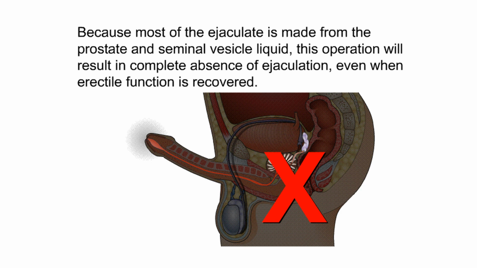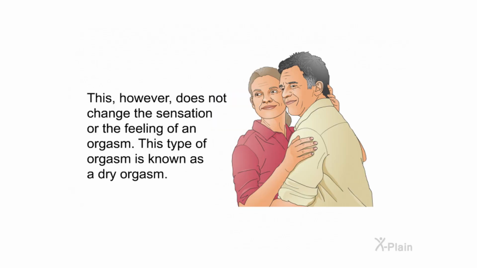Because most of the ejaculate is made from the prostate and seminal vesicle liquid, this operation will result in complete absence of ejaculation, even when erectile function is recovered. This, however, does not change the sensation or the feeling of an orgasm. This type of orgasm is known as a dry orgasm.